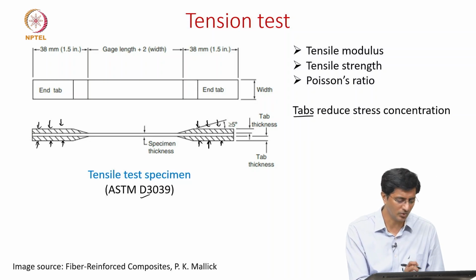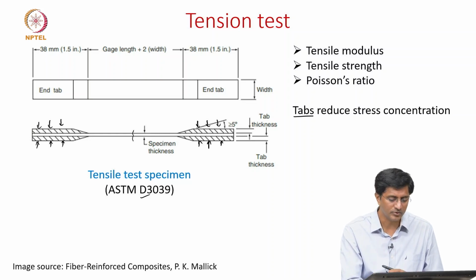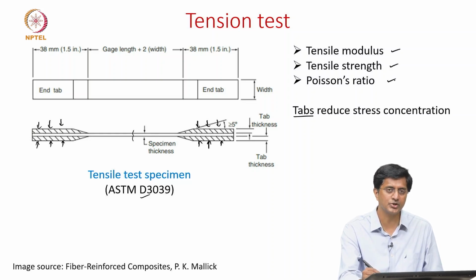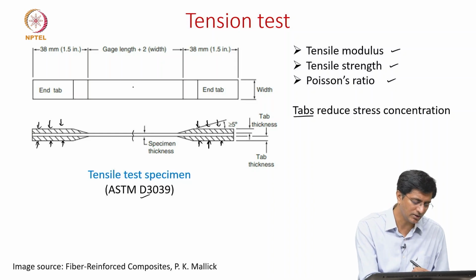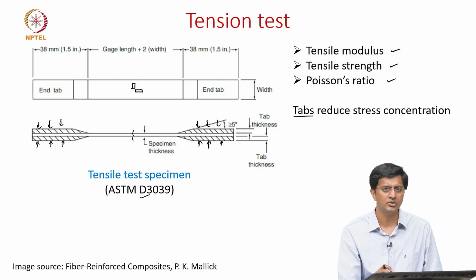Ideally, we want the failure to occur close to the center of the laminate so that the properties we measure are more reliable. So what kind of properties can one get from this test? We can get the tensile modulus and the tensile strength. We can also get the Poisson ratio. How do we do this? By placing strain gauges both along the loading direction and in the perpendicular direction. So we have this epsilon 1 and epsilon 2. From that we should be able to find out the Poisson ratio.